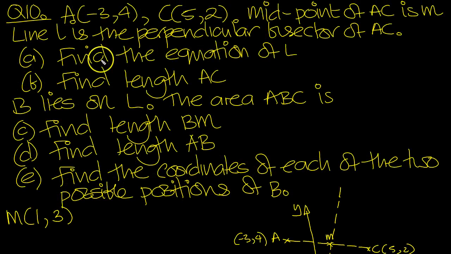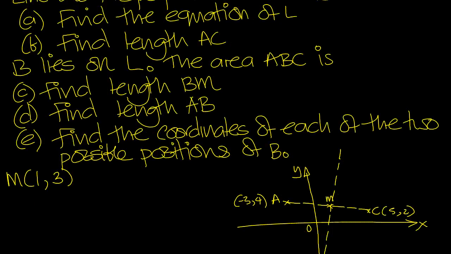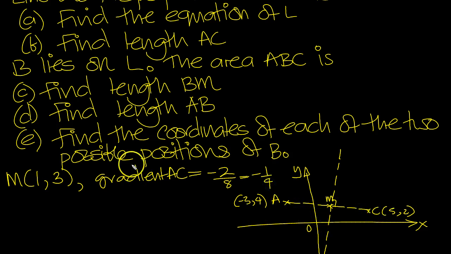So part A, find an equation of L. We need the gradient of AC, as L is perpendicular to it. So gradient AC: the increase in y is 2 take 4, which is minus 2, over the increase in x, 5 take away minus 3, which is 5 plus 3 is 8. So that gradient is minus a quarter, negative and shallow, which is what we expected.